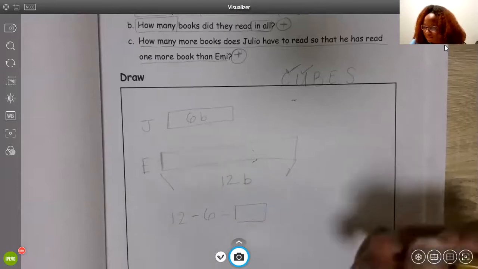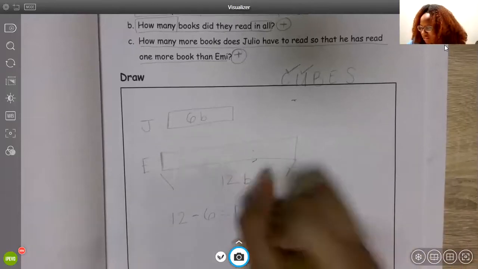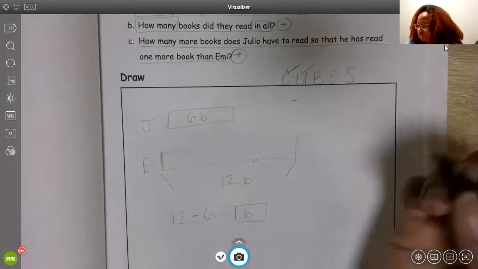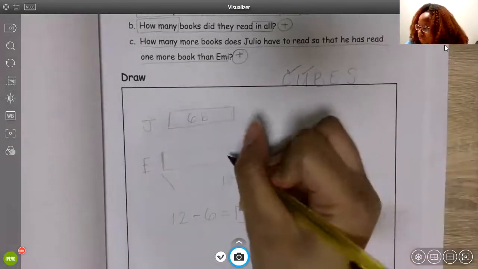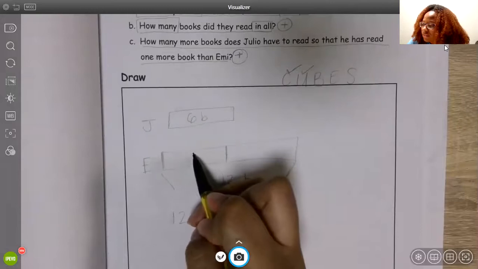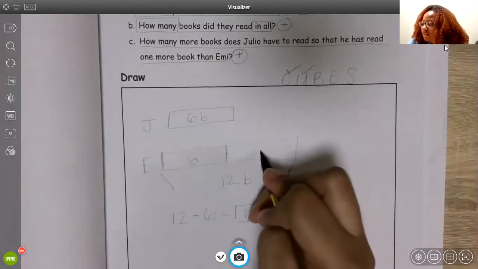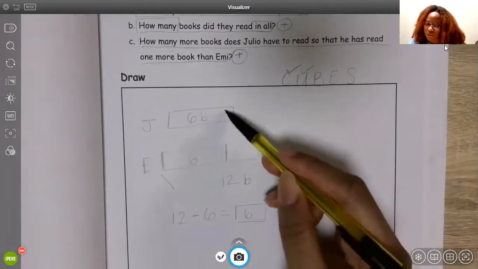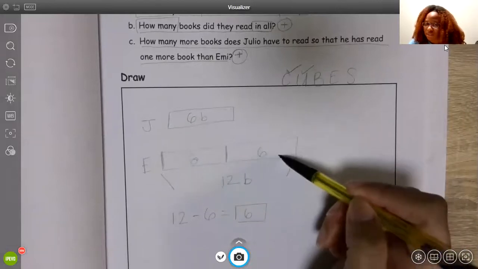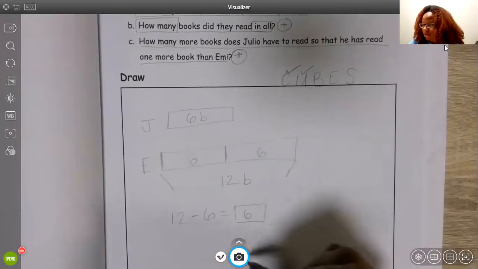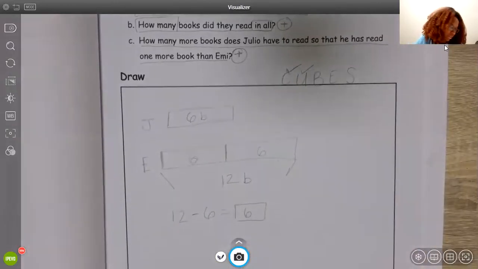It is 6. I heard some friends say they would count back, but I also heard that someone said they already know their doubles fact. So 6 plus 6 equals 12. And that's also why I left this box empty, because I know if I have 6 here, and if I add 6 more, that will equal 12. So here I can see that they both read 6 books, but Emmy had read 6 more, and that's how he ended up with 12 books altogether. So that's why 12 minus 6 equals 6.